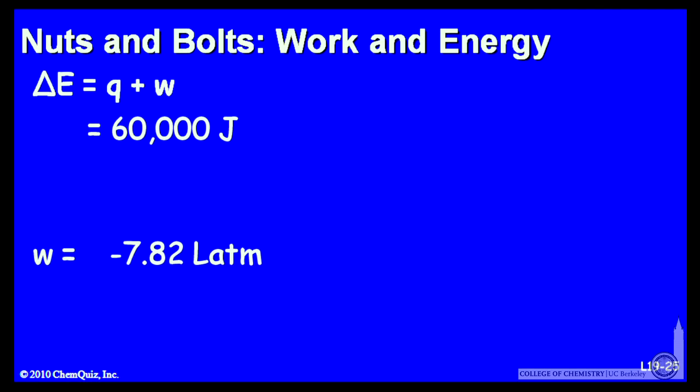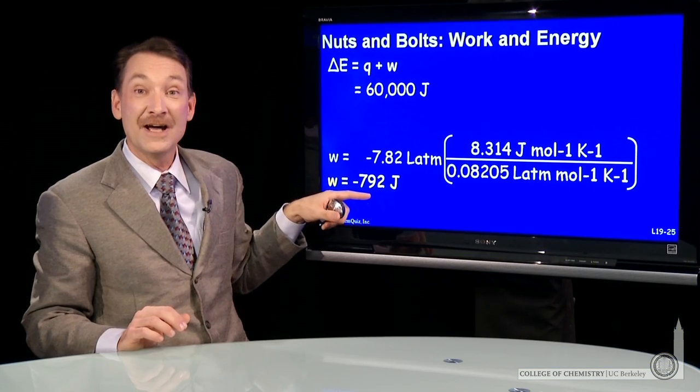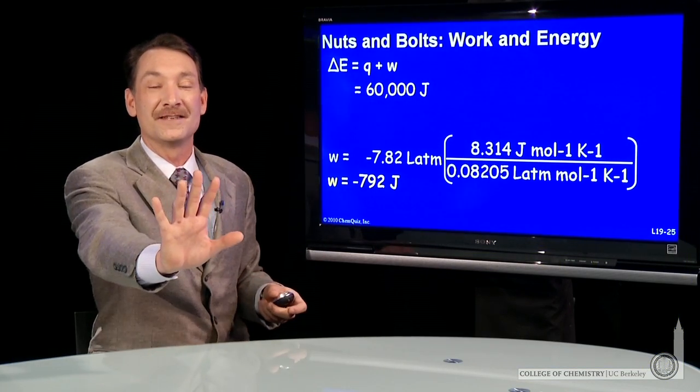So I can take my 60,000 joules of heat, my 7.82 liter atmospheres of work, convert that to joules by just multiplying by the ratio of the two gas constants. I'll take 8.314 joules per mole Kelvin and 0.08205 liter atmospheres per mole Kelvin. All those units cancel except the joules. And that gives me, you notice, factor of about 100 there. So about 800 joules of work are done by the system.